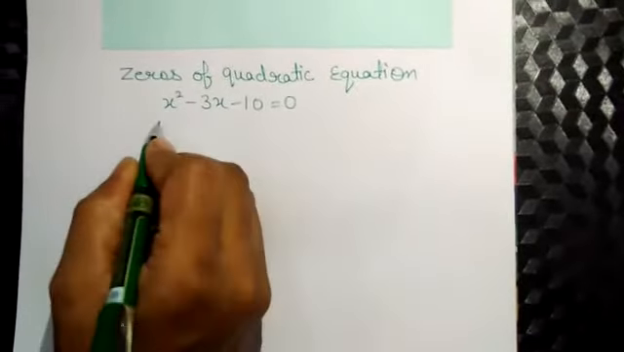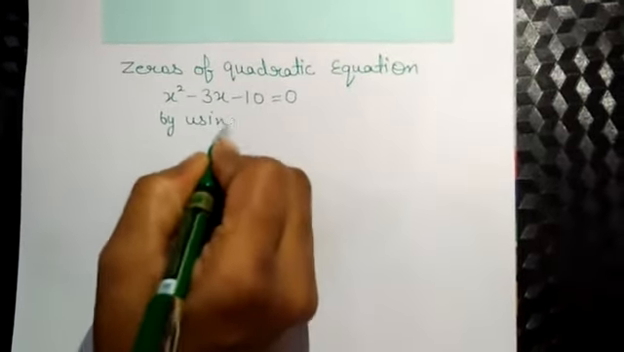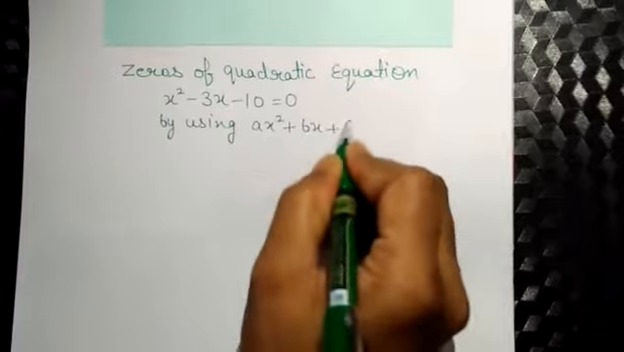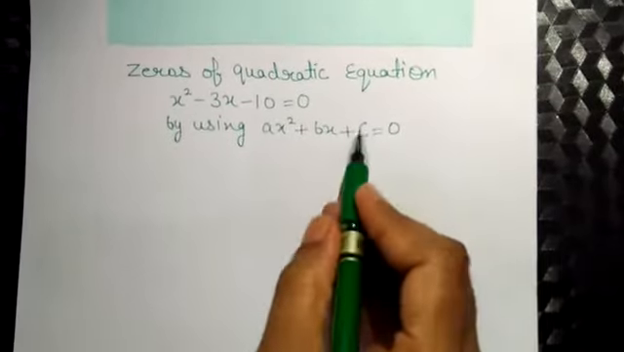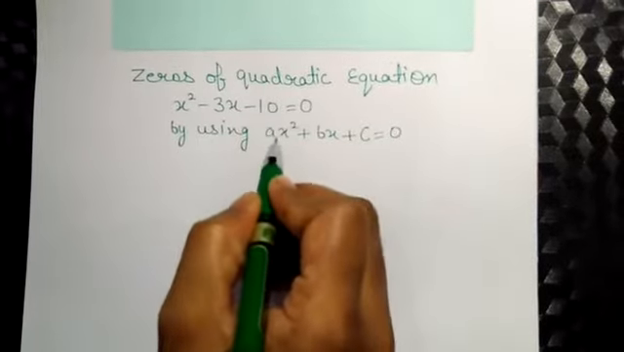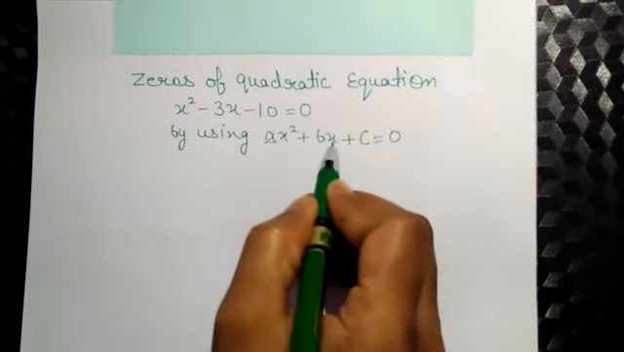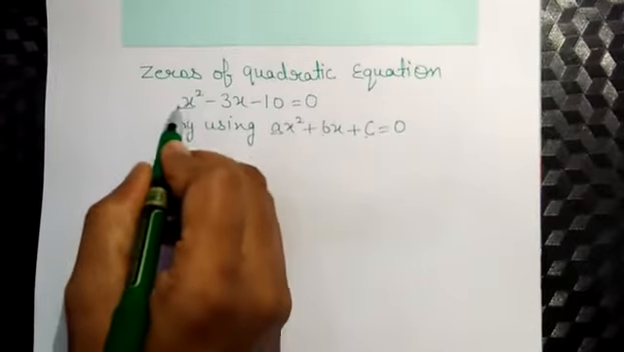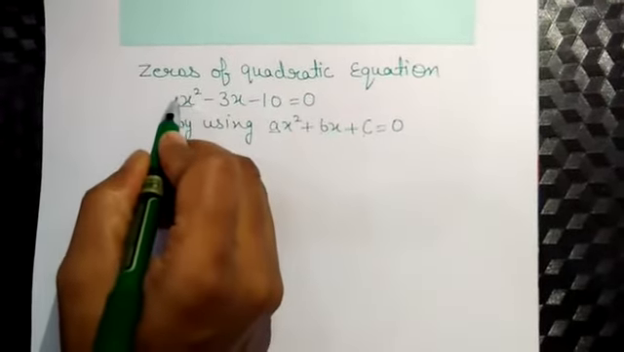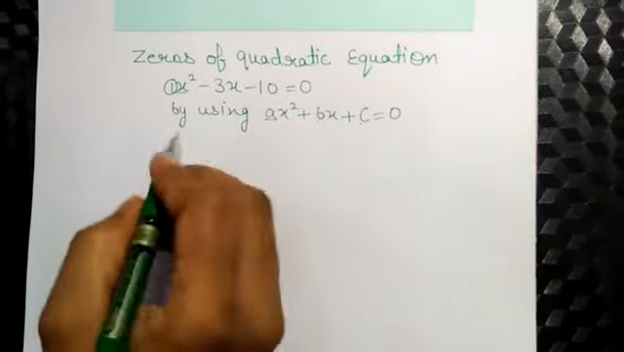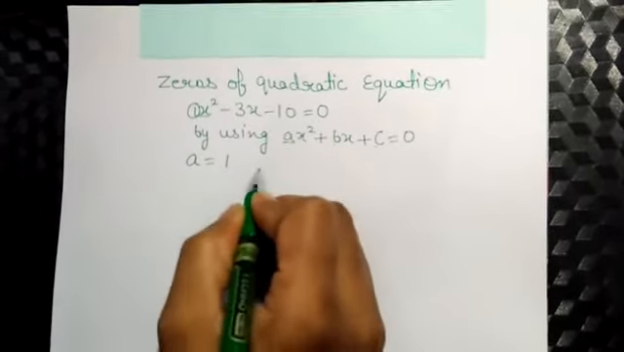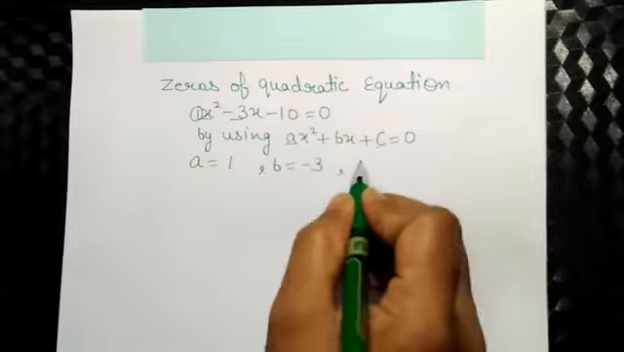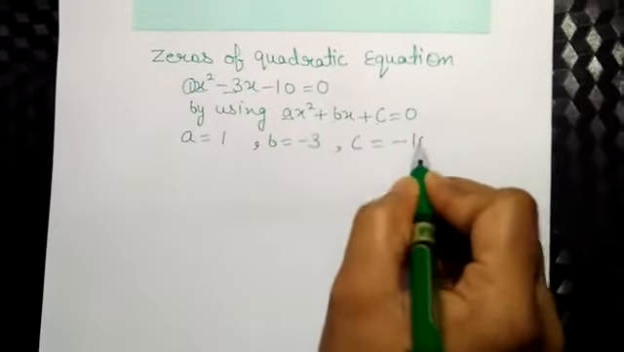And in this method, first of all you should know what are a, b and c. For that, by using ax square plus bx plus c is equal to 0, we can find our a, b and c. Along with x square the value is a, along with x it's b, and the third value is c. As you can see, along with x square we don't have any value, so it means we can consider that it is 1. So our a is 1, b is minus 3 along with x, and c is minus 10.